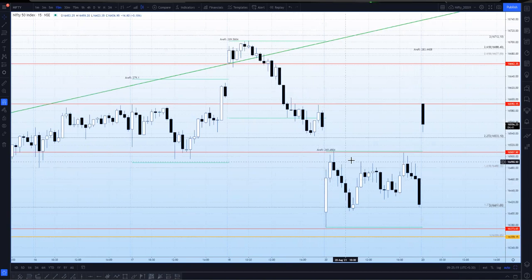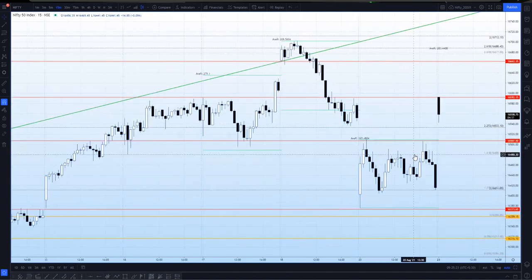As you can see, on Friday we have made a double top situation over here, which is standing at the 16,500 level, which is also the strike price, a round number as well. So I think this will be our intraday level for today. Okay, for today, this will be our make or break level.